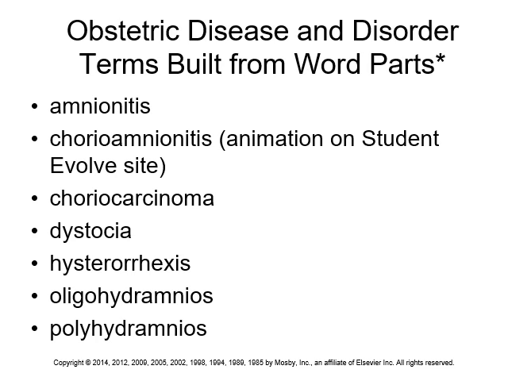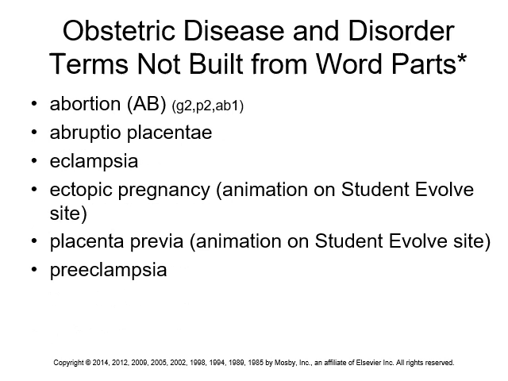Polyhydramnios is the opposite. It's too much water. Sometimes it's just called hydramnios because it is more than normal. All right, abortion, abbreviated as AB, is the termination of pregnancy by the expulsion from the uterus of an embryo or fetus before viability. It's usually before 20 weeks of gestation. That's typically when abortions, if legally allowed, can happen.